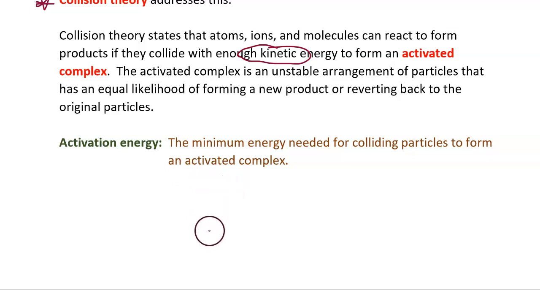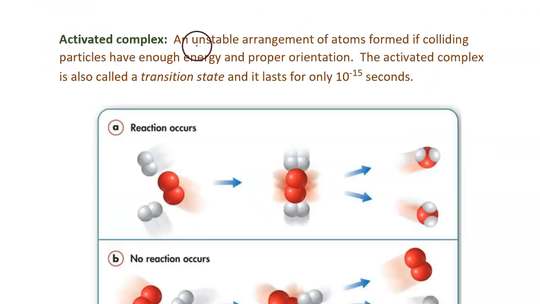Just because particles are moving around because they have energy doesn't mean they have enough energy that when they collide, they'll create the thing called an activated complex. They have to have a certain minimum amount of energy to create an activated complex. An activated complex is an unstable arrangement of atoms that's formed if colliding particles have enough energy and the proper orientation. The activated complex is also called a transition state, and it lasts for a very brief amount of time. This is an extremely small number right here, just a tiny fraction of a second.